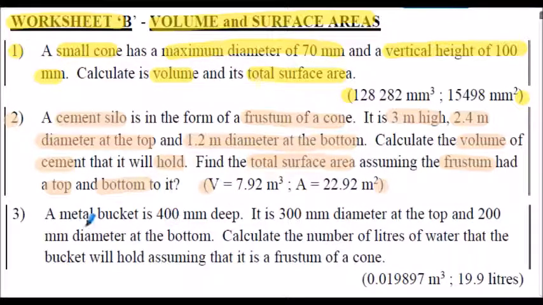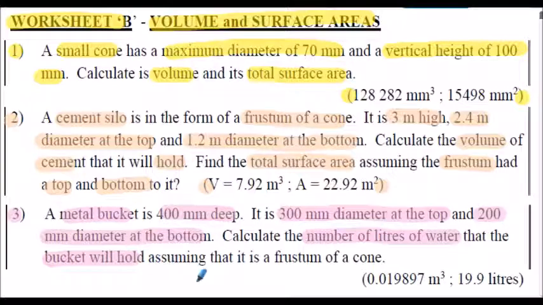And question 3, a metal bucket 400 millimeters deep. Its diameter at the top is 300 millimeters. Its diameter at the bottom is 200 millimeters. We've got to calculate the number of liters of water that the bucket will hold, assuming that it's a frustum of a cone. Again, the answer is shown in the brackets here. I'd encourage you to start the presentation and attempt these questions, but I'll show you a solution to question 2 on the following slide.